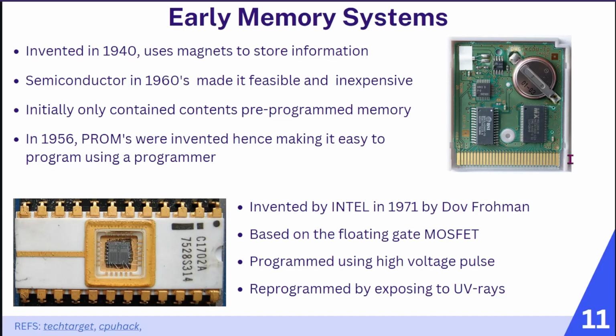In the 1960s, the semiconductor industry revolutionized the way computers were built and ROM chips were developed. These chips were made of simple semiconductors such as diodes and transistors that could store data using an array of electronic switches that were programmed to represent zeros and ones.